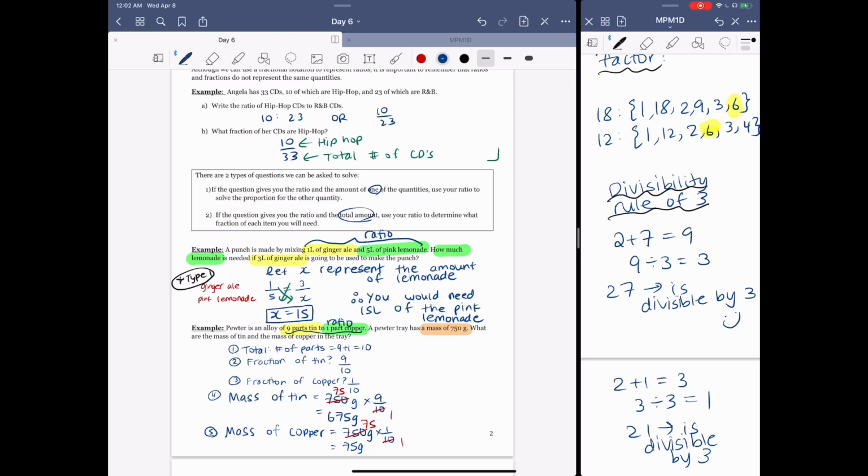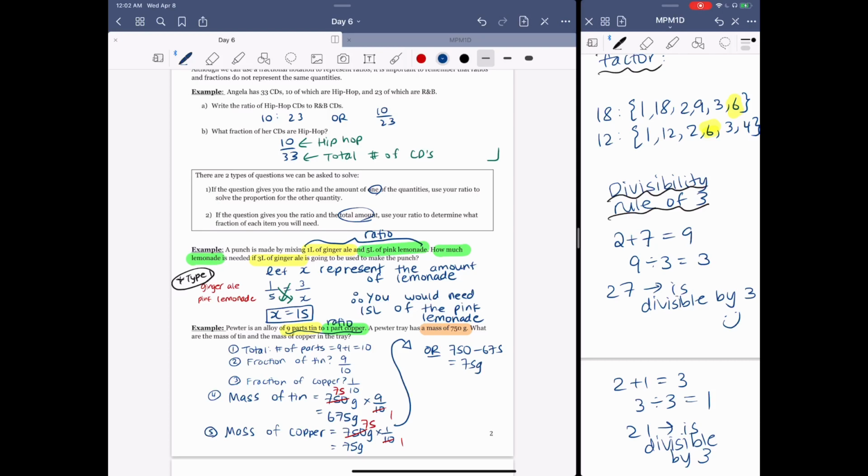All right, with this part, was there another way of solving for the mass of copper? Okay. Well, if you knew that the mass of tin is 675 grams, and you know the total amount of the tray is 750 grams, you could have taken the difference between the two numbers. So 750 minus 675 is equal to 75 grams. So notice that you're getting the same answer either way.